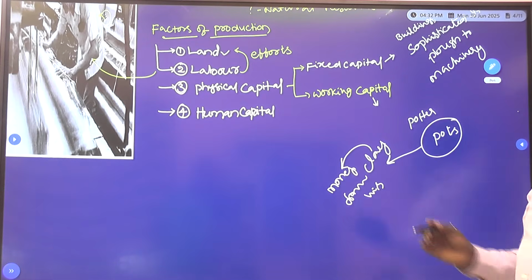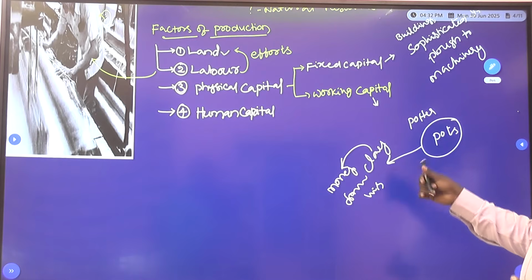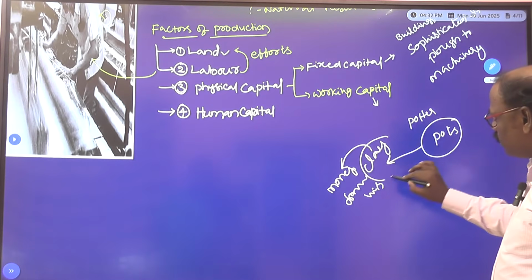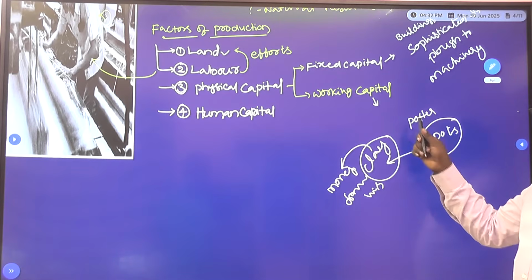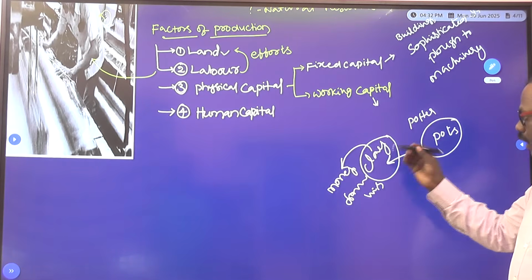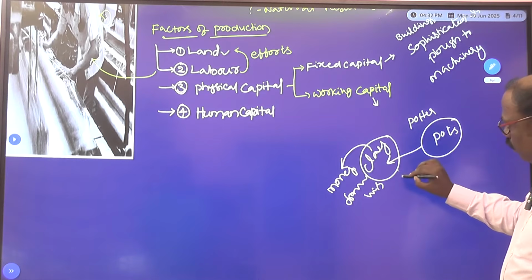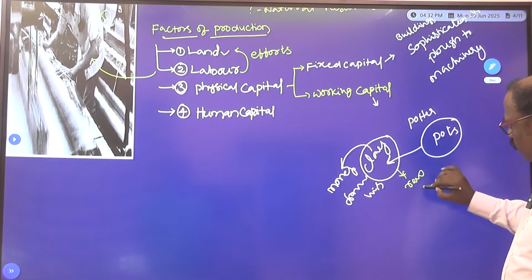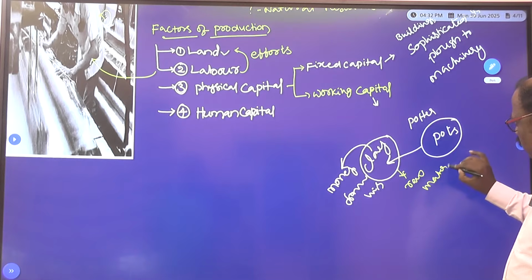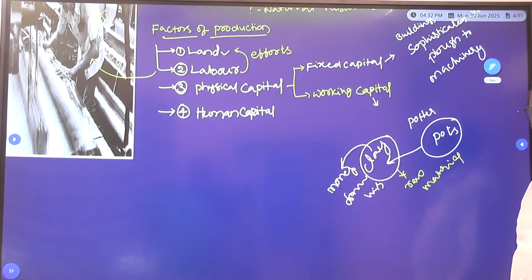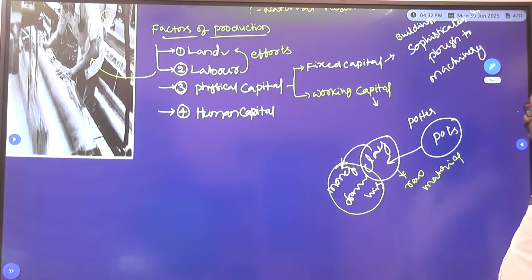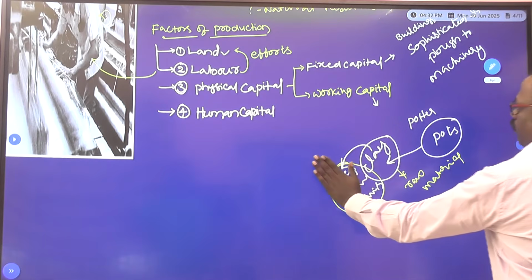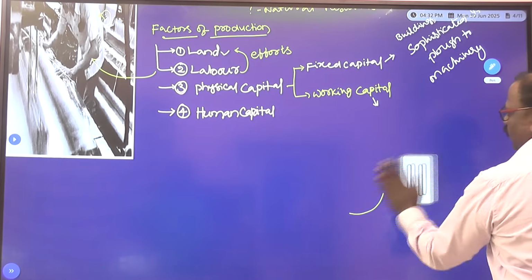So money is required in order to buy raw materials like clay. If you want to create pots, the potter requires clay as what? Raw material. This raw material he will buy with some money from his hand. This is what we call working capital. Now you guys are very clear.